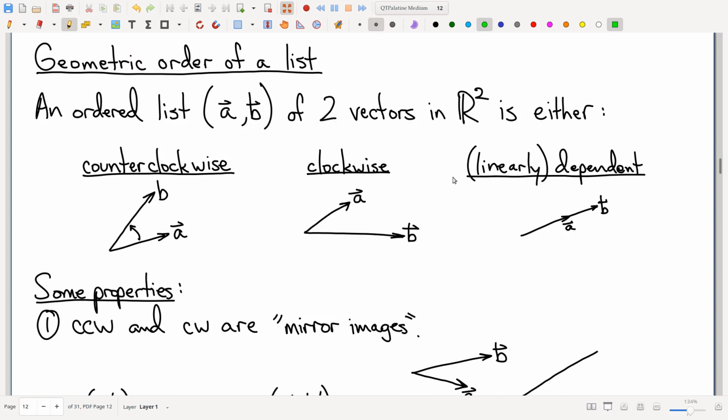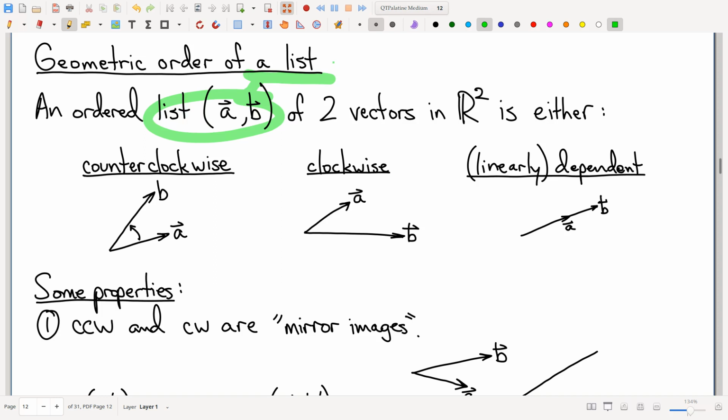All right, so we're going to start off with some introductory ideas, what I'm going to call the geometric order of a list. We'll start off with the idea of a list. Here is a list. A list has an order to it. Right? So the first one that's written is the first vector in the list. The second one written is the second vector. The order that they are written down matters. A comma B is not the same as B comma A as a list. So very importantly, we're not talking about a set. We're talking about a list.